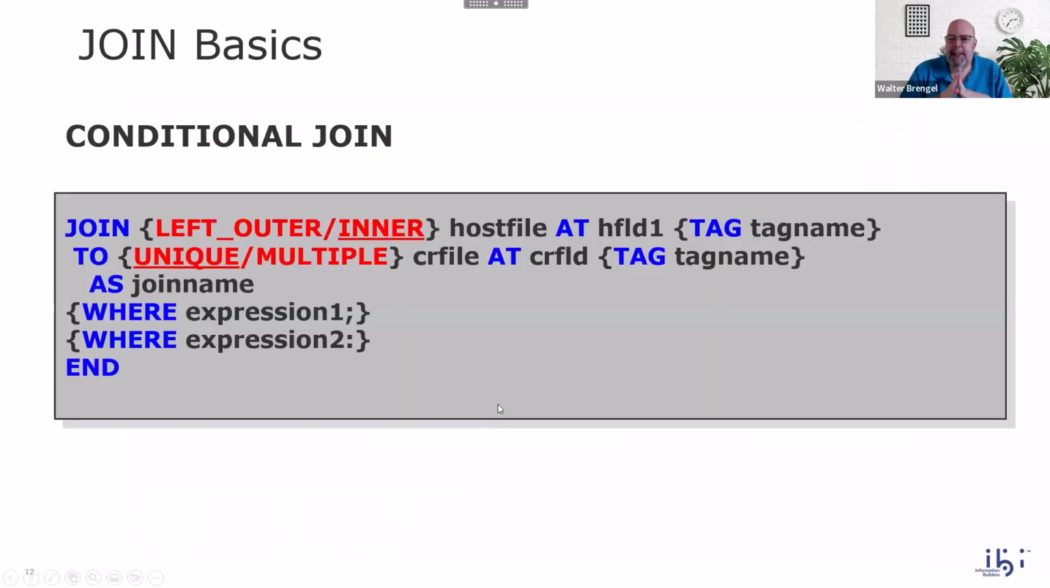Okay, this is the generic syntax: join, left outer or inner, host file name, at, and then a field, and then the field is going to be in a segment in your host. You can give it a tag. Then to unique or multiple, cross-reference file, at, again, a field in a segment with a tag, as join name, and then you have your where expressions. If you have multiple where expressions, you need to separate each one with a semicolon. Or you just have one compound where expression: expression 1, and expression 2.